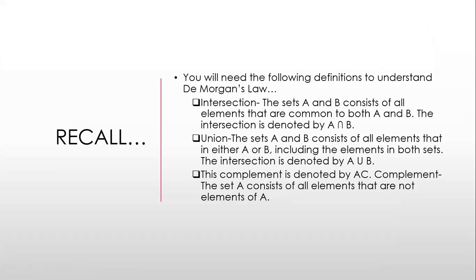Recall that the intersection of sets A and B consists of all elements that are common to both A and B. The union of sets A and B consists of all elements that are in either A or B, including the elements in both sets. The complement of set A consists of elements that are not elements of A.